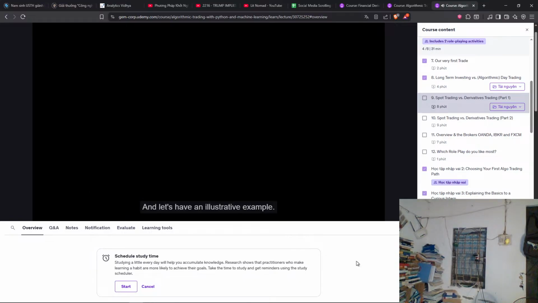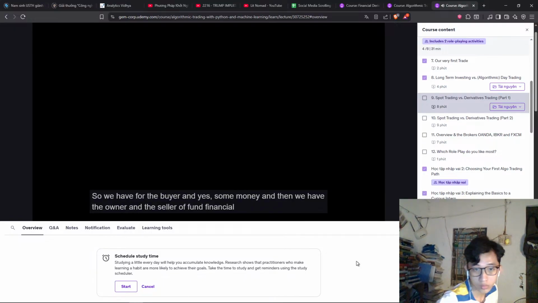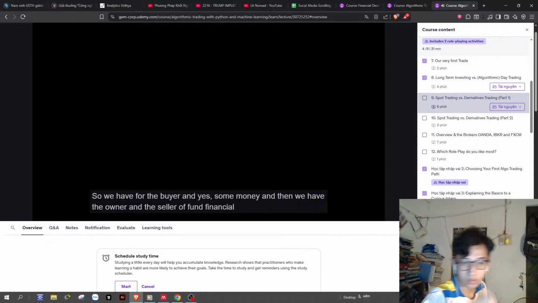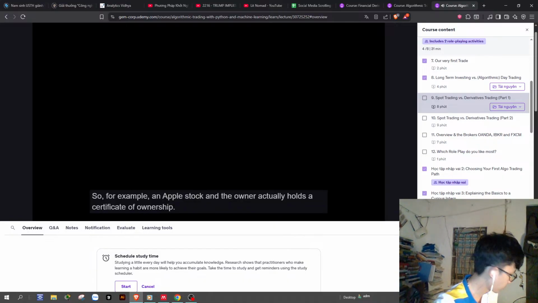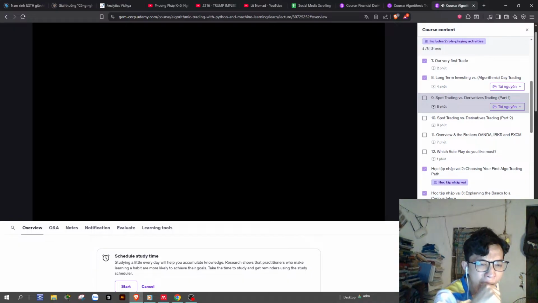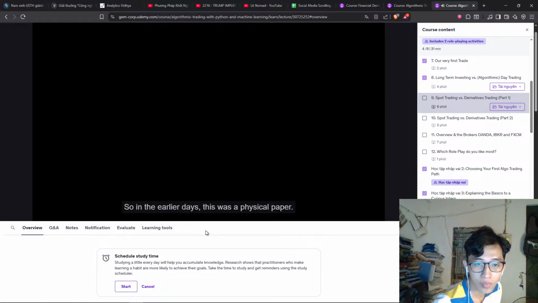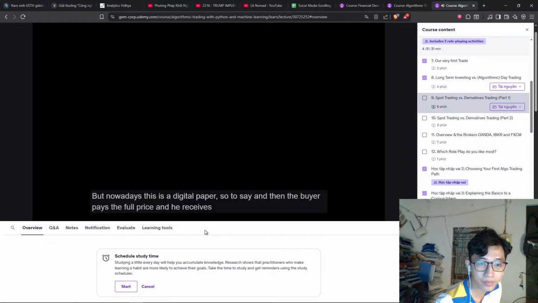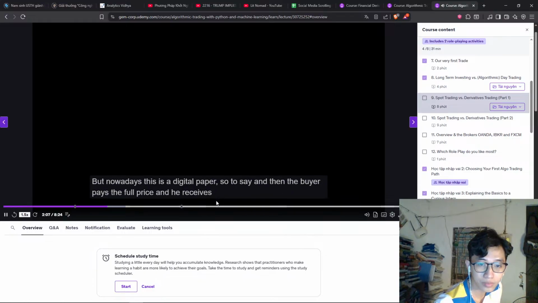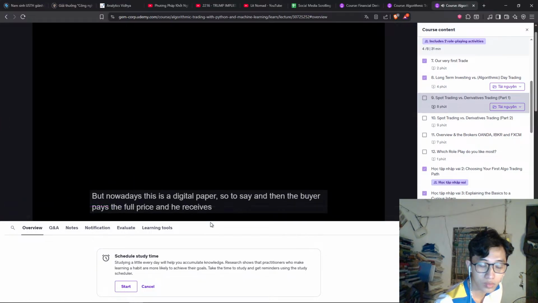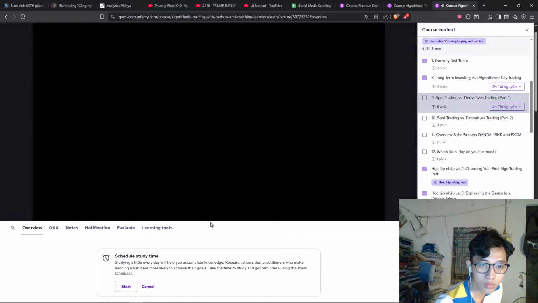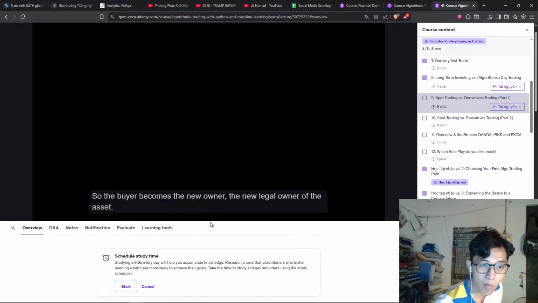And let's have here an illustrative example. So we have the buyer, and he has some money. And then we have the owner and the seller of a financial instrument, so for example, an Apple stock. And the owner actually holds a certificate of ownership. So in the earlier days, this was a physical paper. But nowadays, this is a digital paper, so to say. And then the buyer pays the full price, and he receives the certificate of ownership. So the buyer becomes the new, legal owner of the asset.